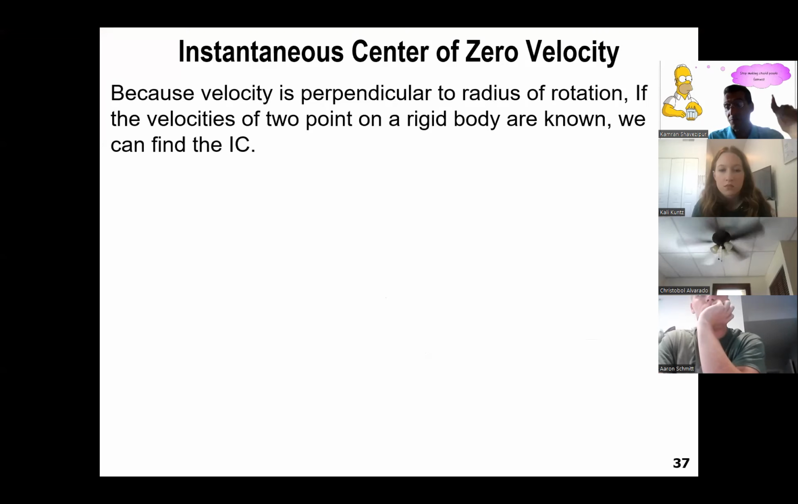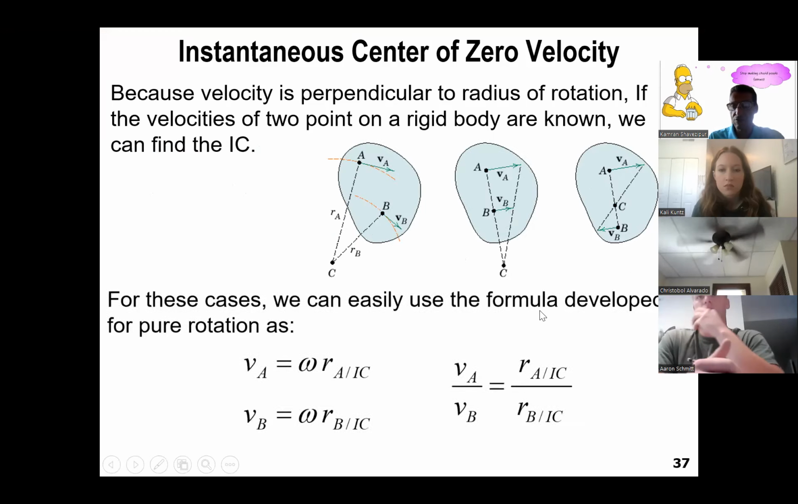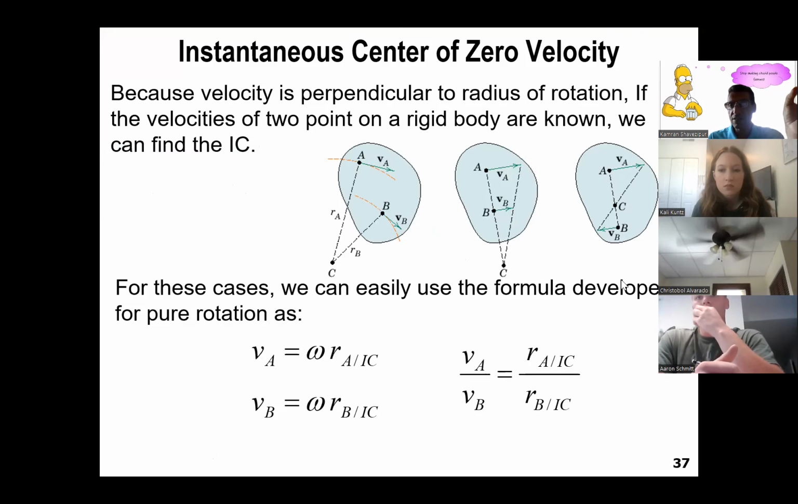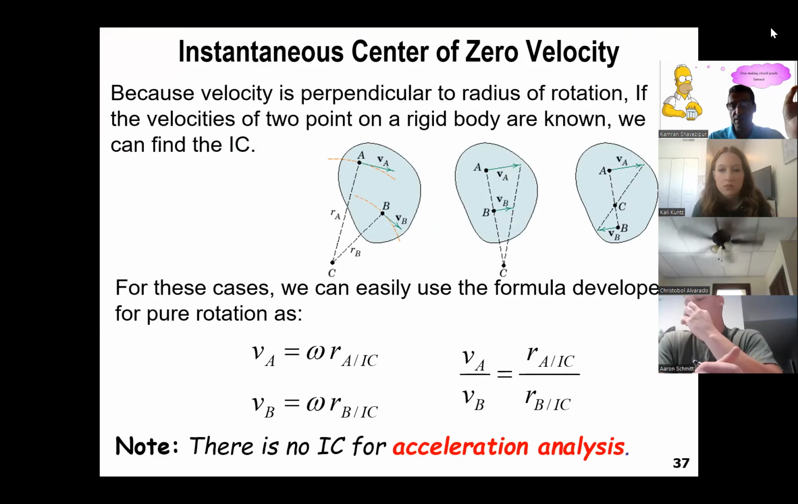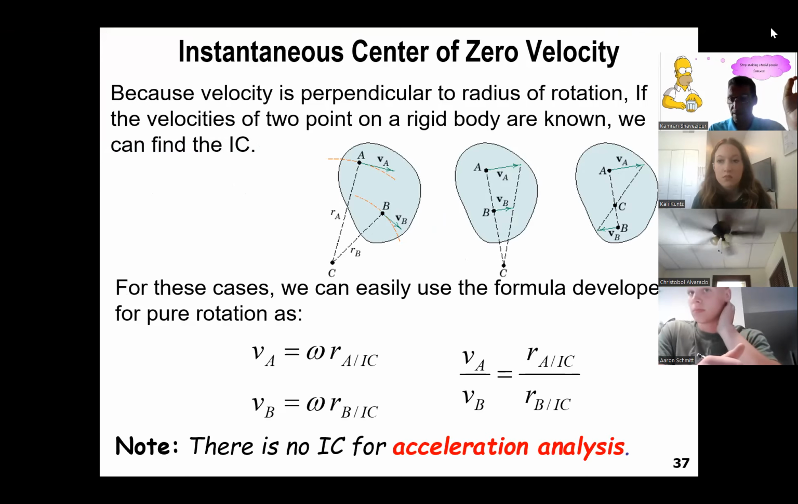I mean, you may find one, but that's going to be random somewhere. There's no procedure to do it. So we're not going to use IC for acceleration, only for velocity. I just want to highlight what we do here is only for velocity. Any question?